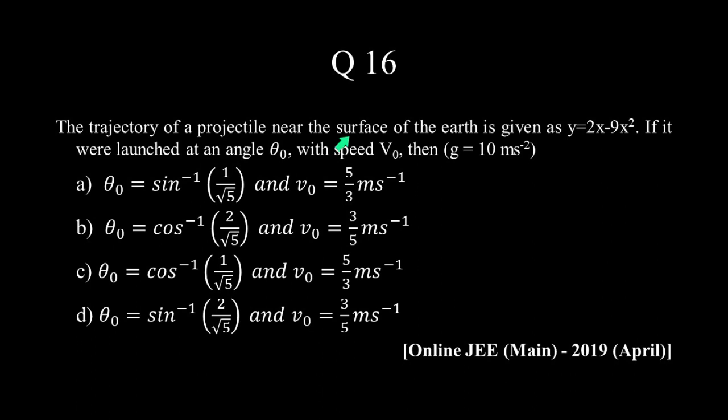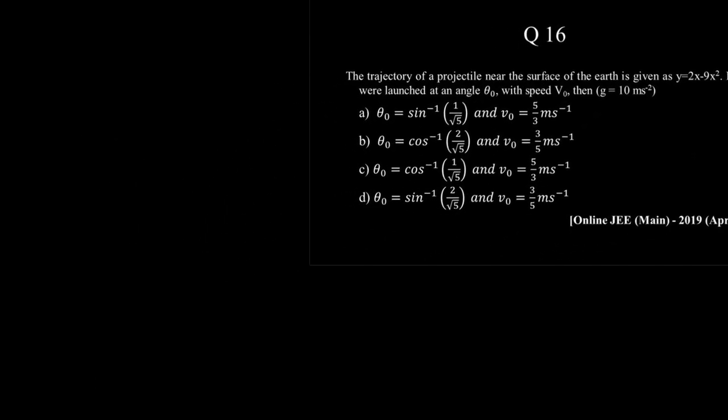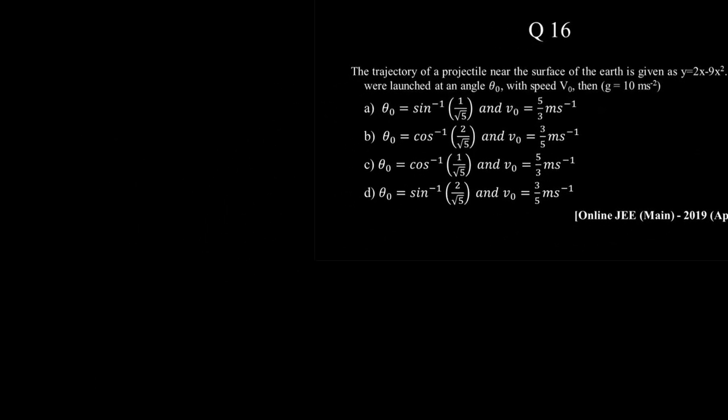The trajectory of a projectile near the surface of the earth is given as y = 2x − 9x² if it were launched at an angle θ₀. We've been asked to find the values of θ₀ and v₀. So we've been given the equation y = 2x − 9x².